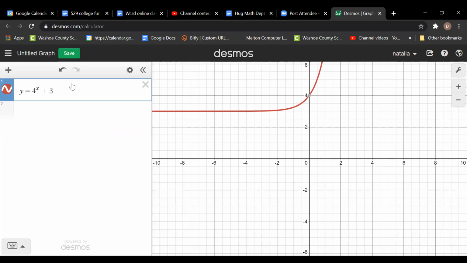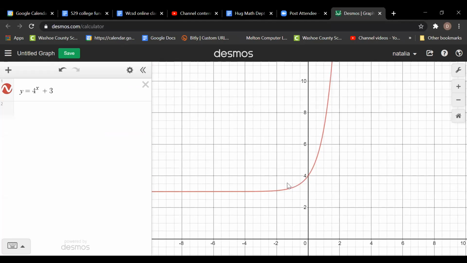Plus 3, there we go. So here is your graph, you guys. Now looking at this graph, because this is what I just graphed here, which one of yours looks similar to this graph? If you look at it, it kind of looks like it starts at 4 and it just goes up like that, okay?